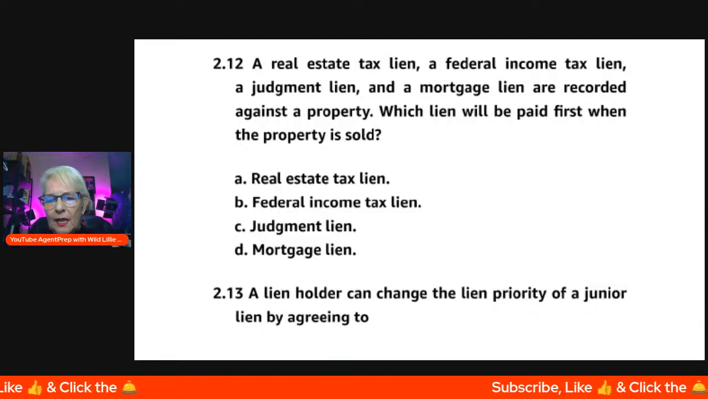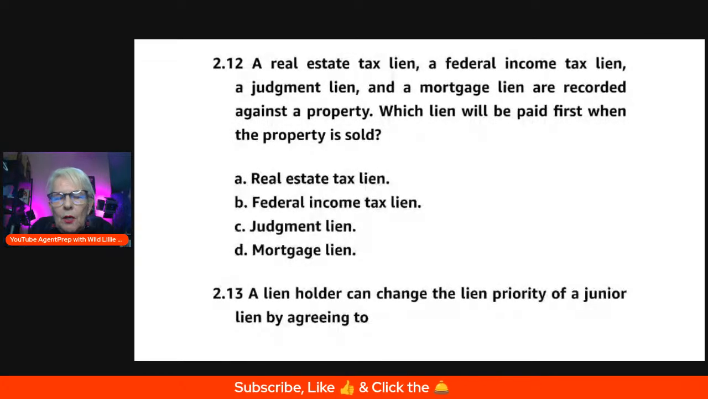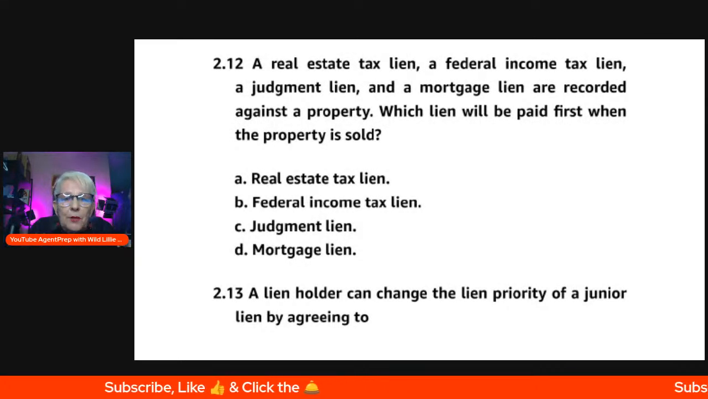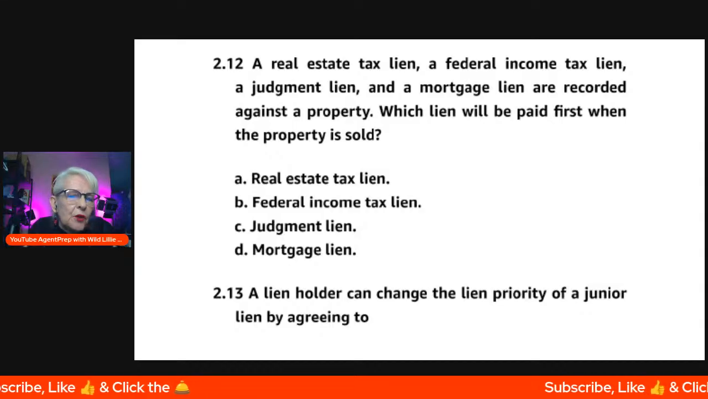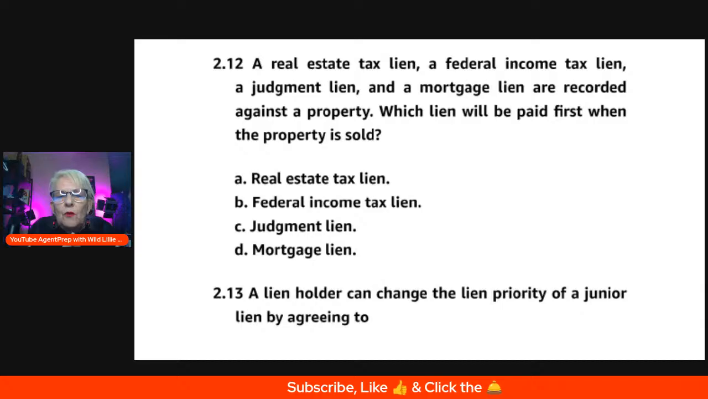The answer here is A. It is a real estate tax lien. So real estate has property taxes. That becomes the primary lien on any property. Second will be the primary loan.